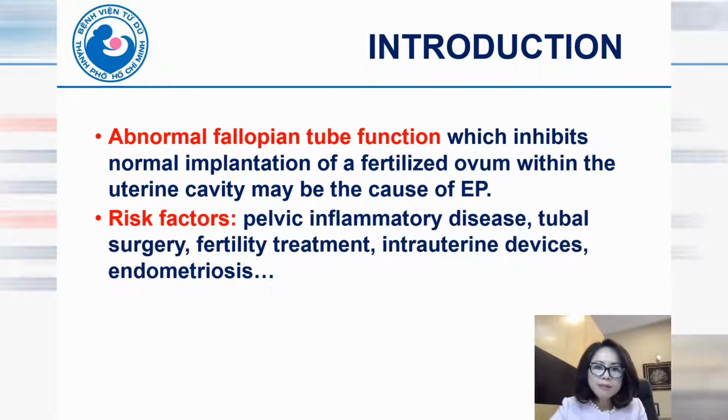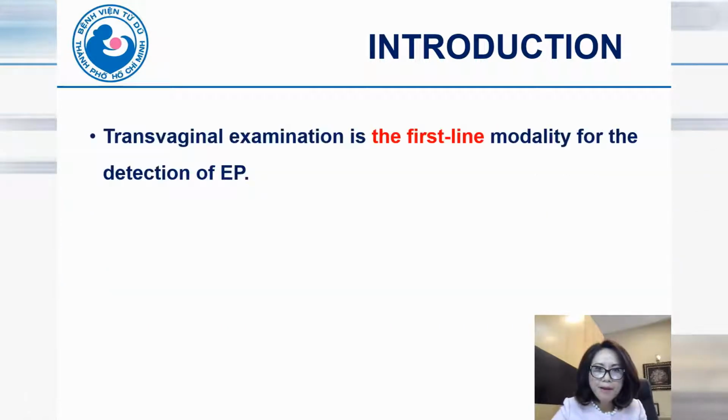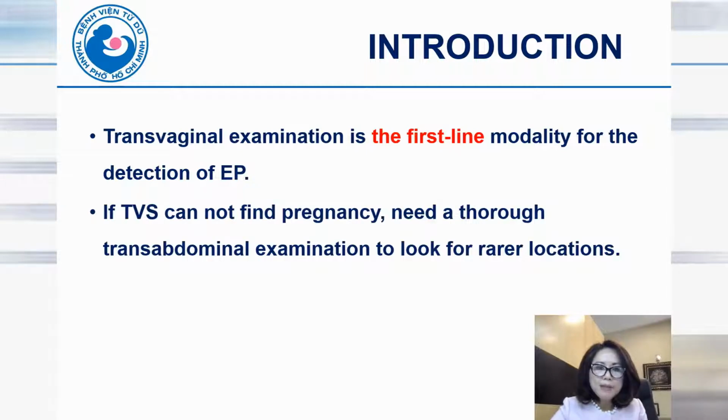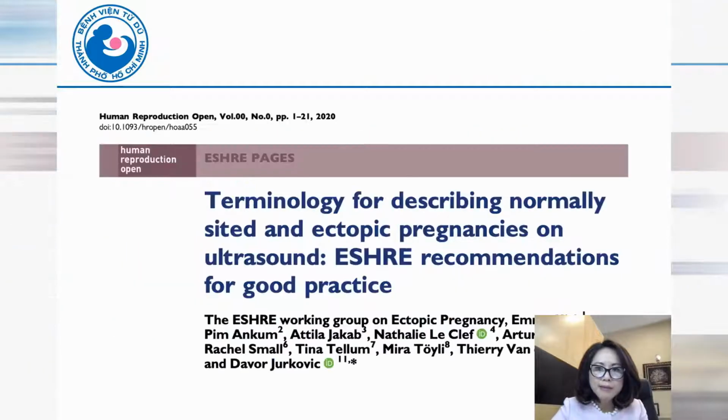The risk factors include pelvic inflammatory disease, tubal surgery, fertility treatment, intrauterine device, endometriosis. However, 50% of ectopic pregnancies have no known risk factor. Transvaginal examination is the first-line modality for the detection of an ectopic pregnancy. If TVS cannot find the pregnancy, we need a thorough transabdominal examination to look for rarer locations. And MRI is an adjunct to ultrasonography for equivocal cases.